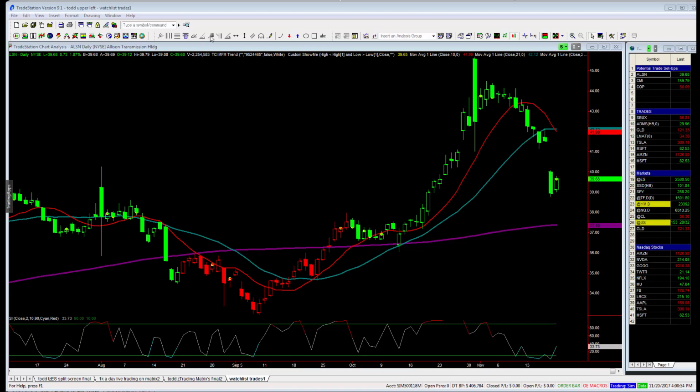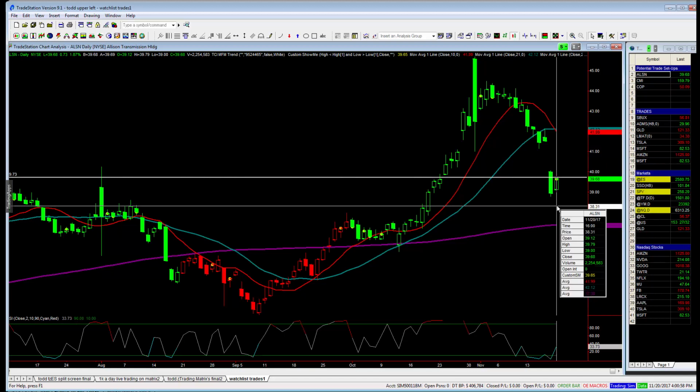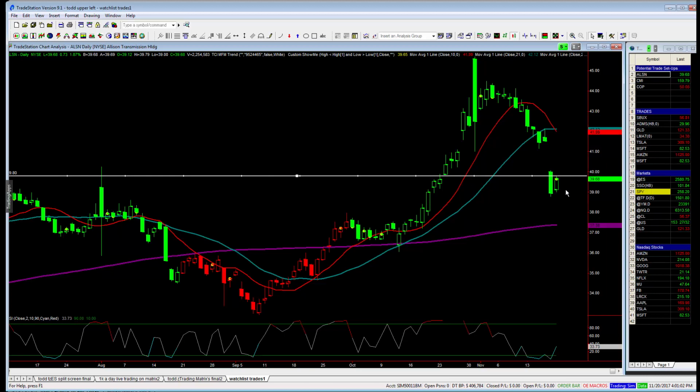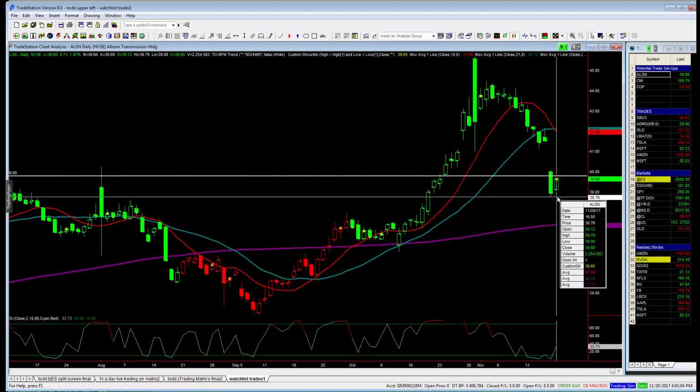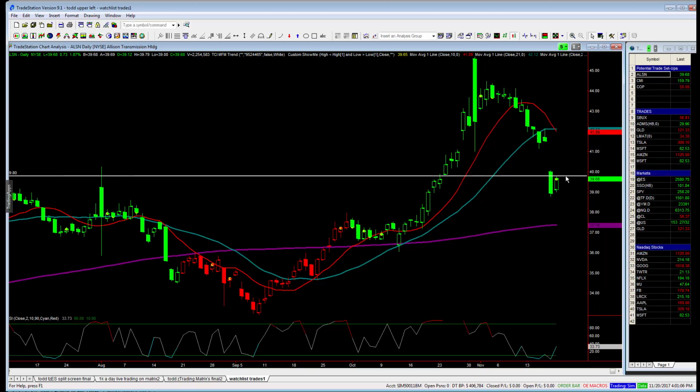So let me put a white horizontal cursor. My buy entry would be 10 cents above yesterday's high on a buy stop, right? So yesterday's high is 39.79. So 10 cents above 79 is 89. So we're looking at 39.89 as the buy. Now remember, hold on, buy at 39.89, right?